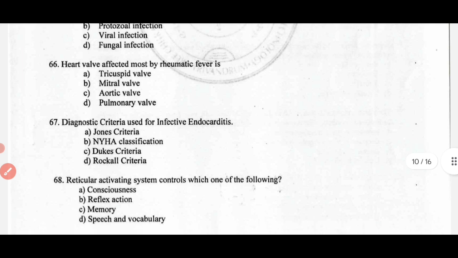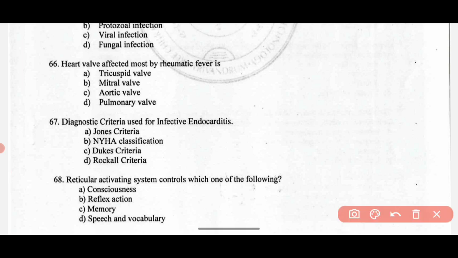Next one, question number 66. Which heart valve is affected most by rheumatic fever? And here the right answer is option B, that is mitral valve. Mitral valve is also called the bicuspid valve. So the bicuspid valve is most commonly affected by rheumatic fever.